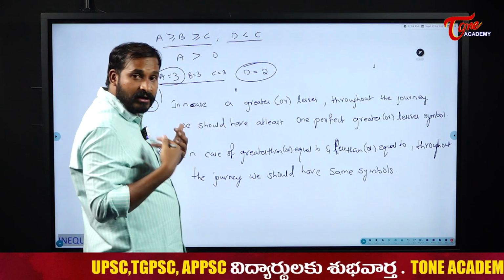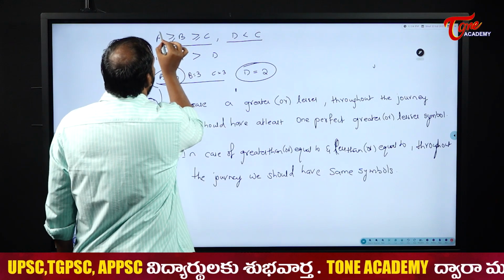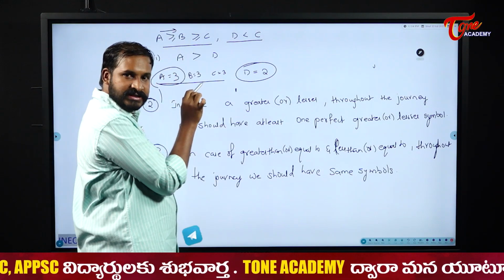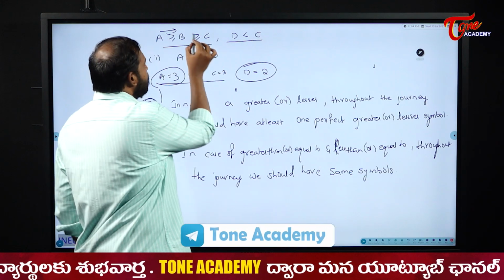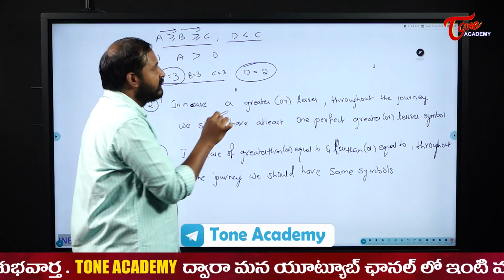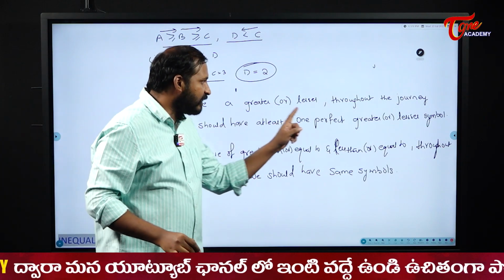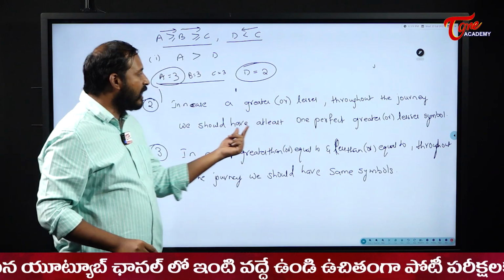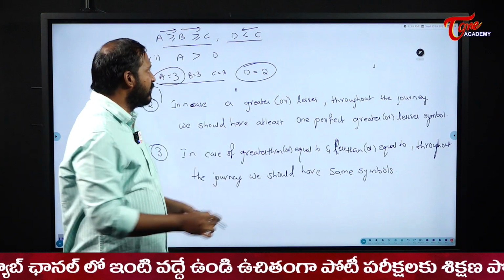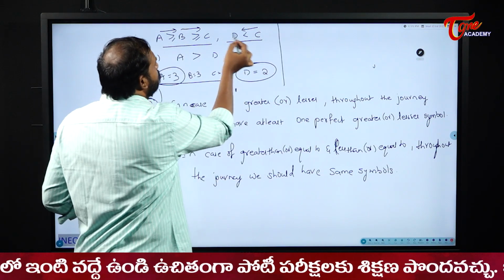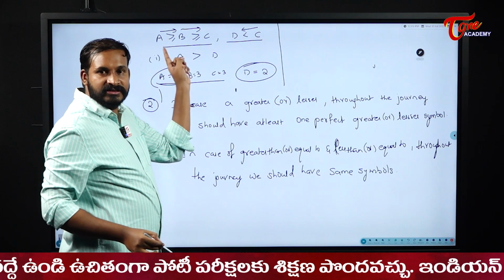Now according to our logic, A to B I can travel. Why? Because it is an open gate, semi-open or open. Next B to C I can travel. Yes. Next C to D I can travel. Now throughout the journey, in case of greater or lesser, we should have at least one perfect opening. That means here I have a perfect opening, right? These are not perfect openings students.